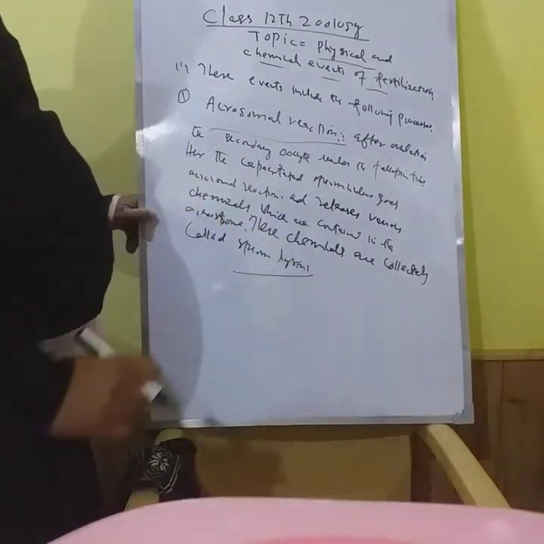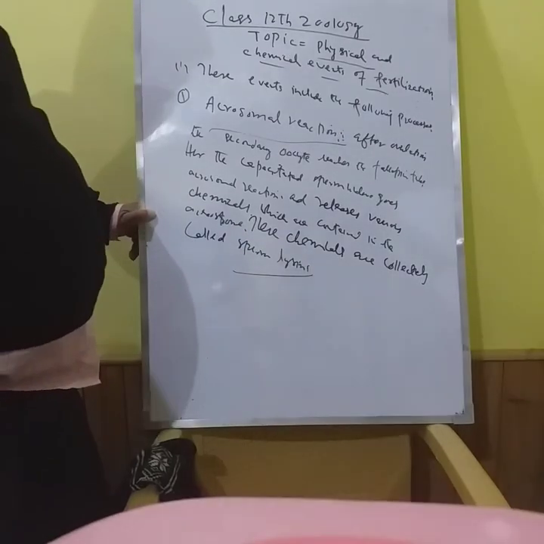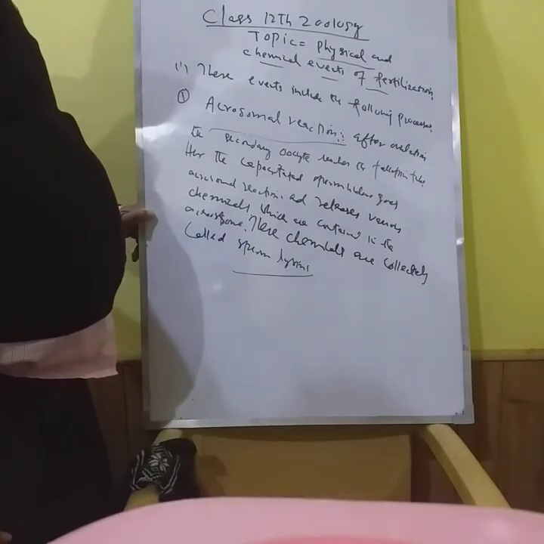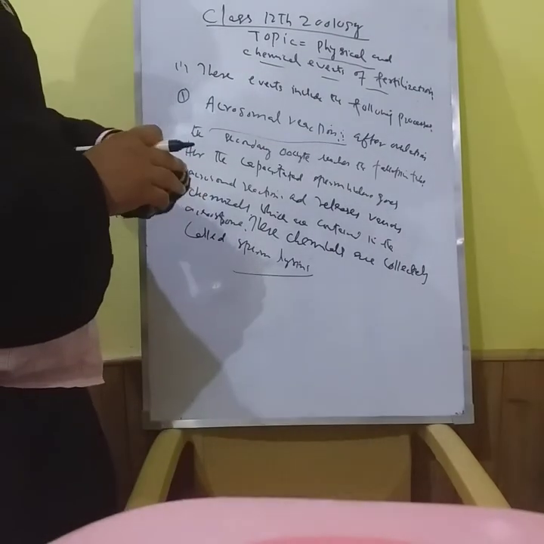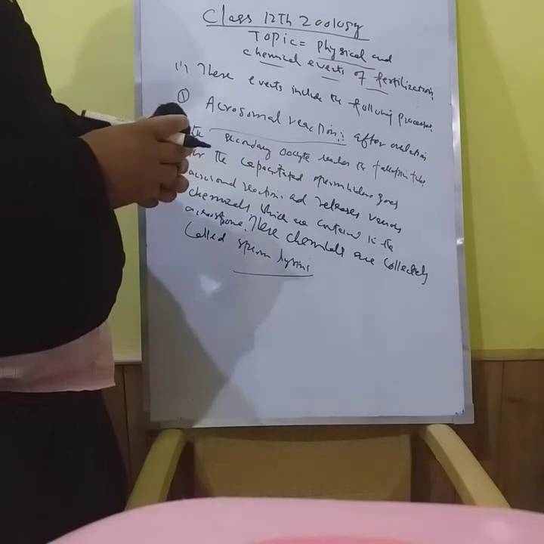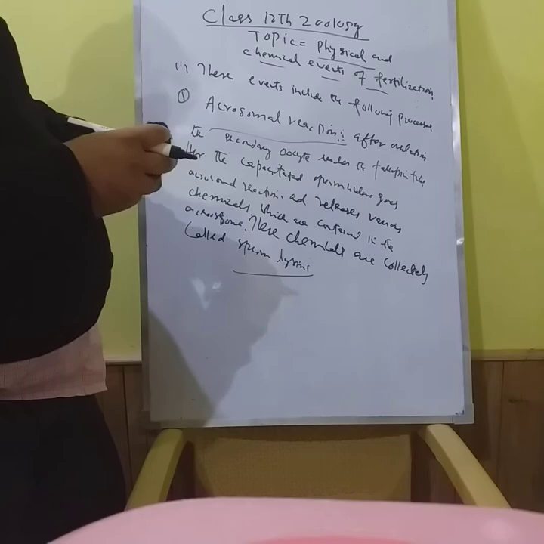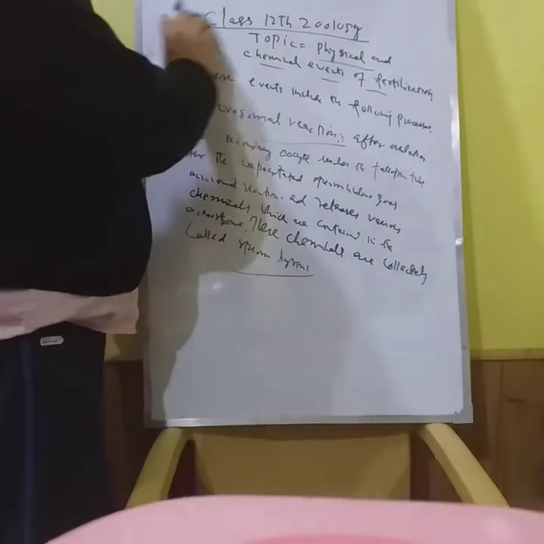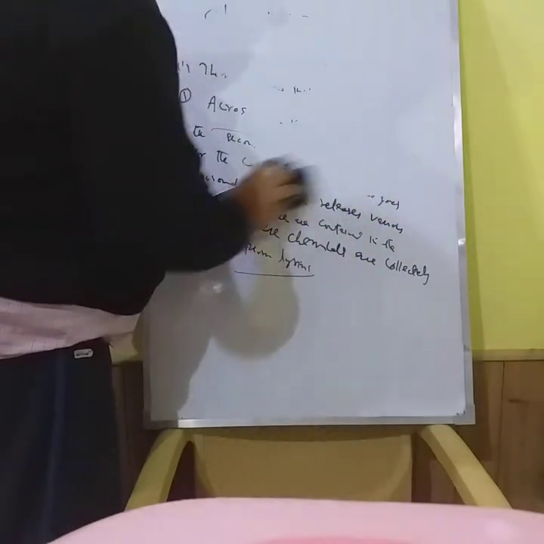That means the acrosome of the sperm contains the enzymes which are called the sperm lysins. Sperm lysins are, for example, hyaluronidase, which is a super important sperm lysin. We write here hyaluronidase.